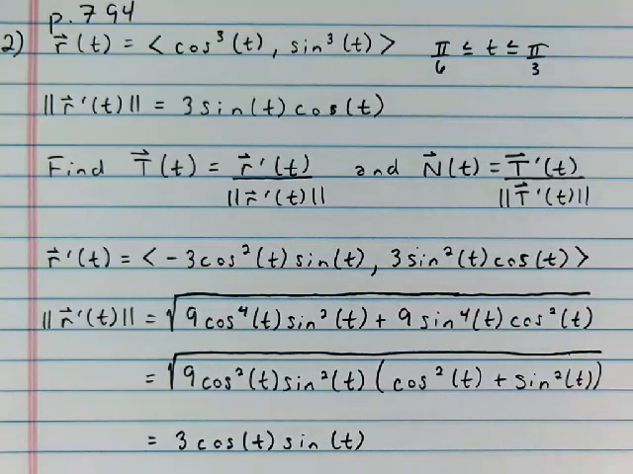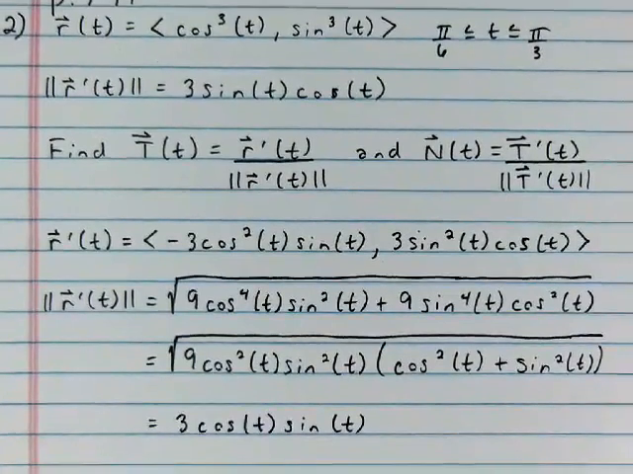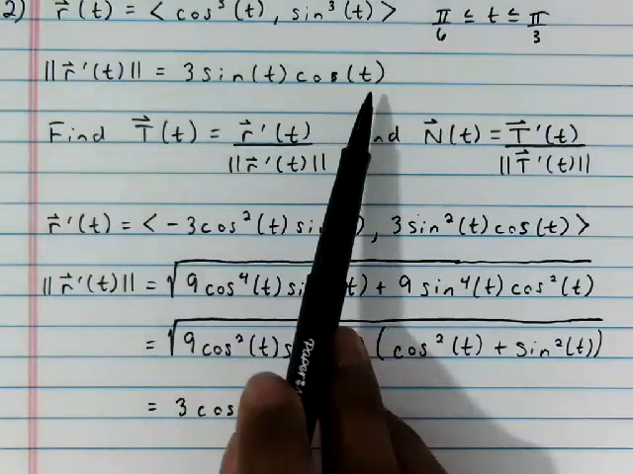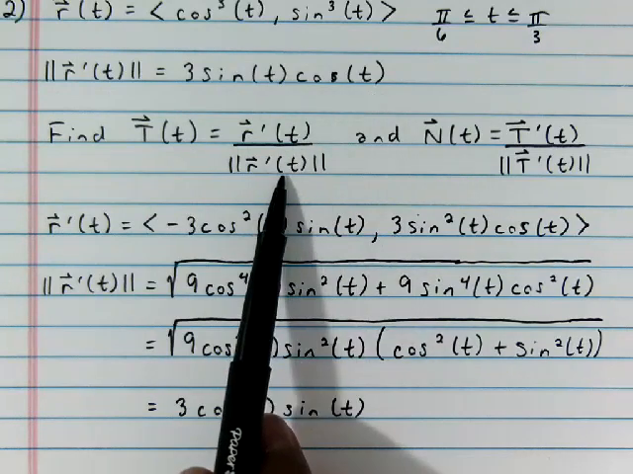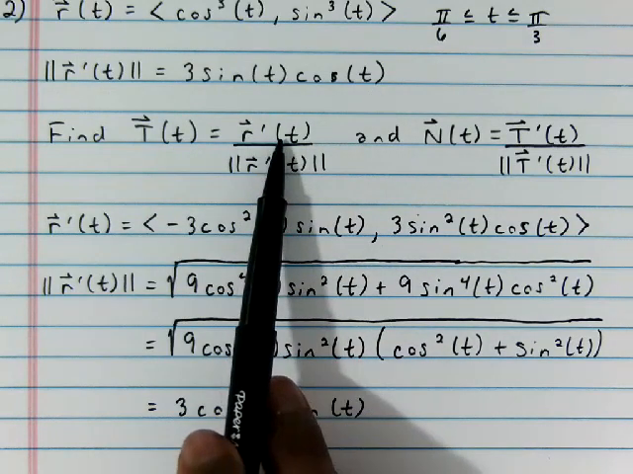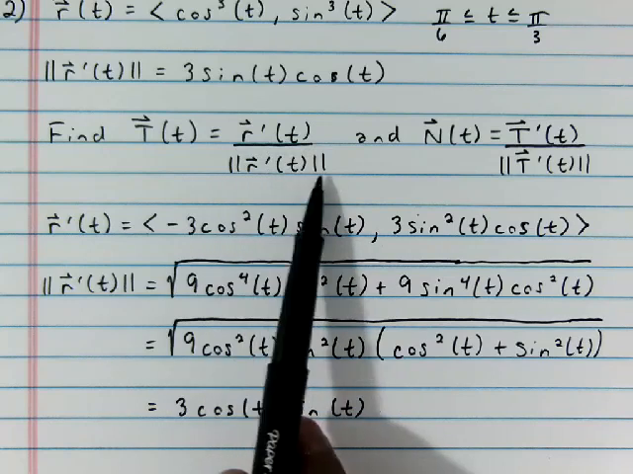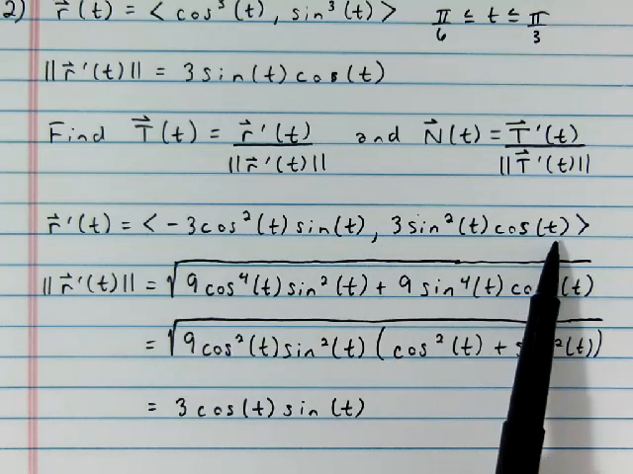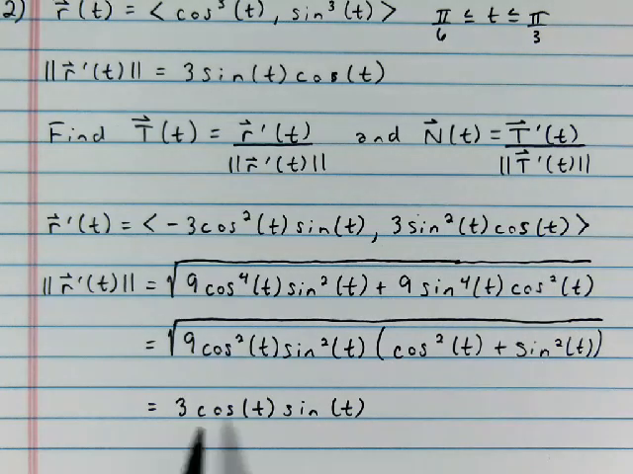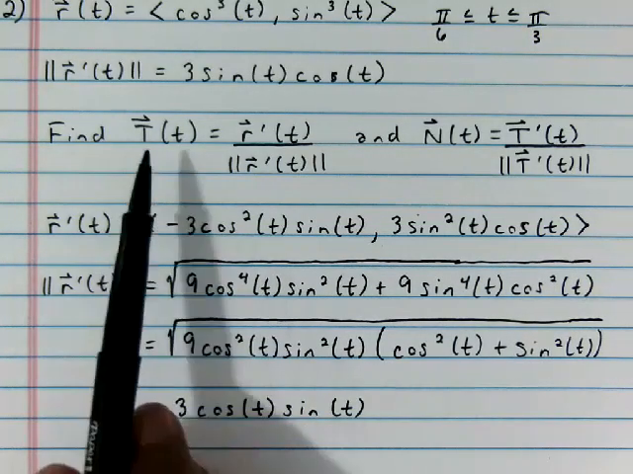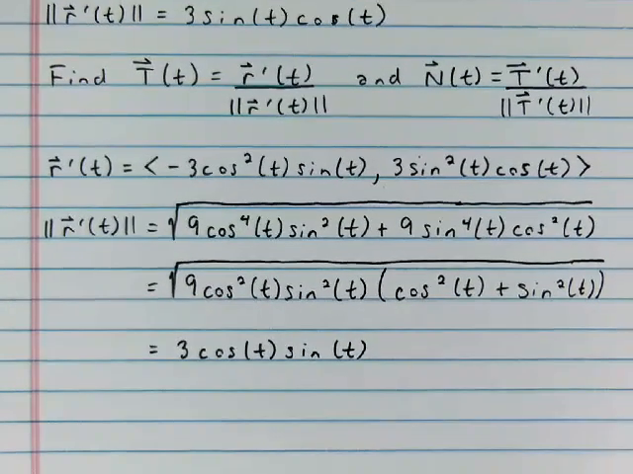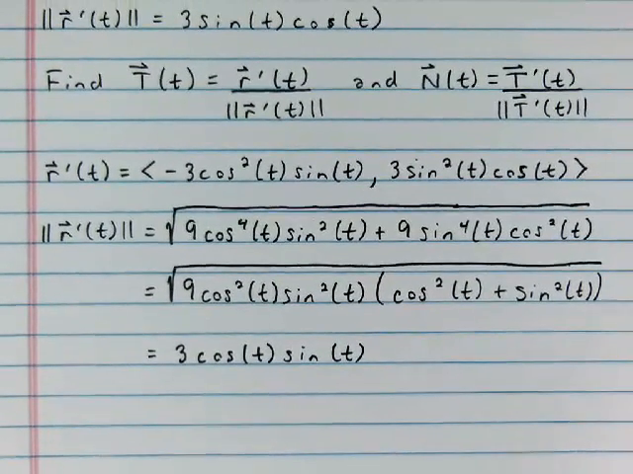All right, so now the only thing we've done is verify this. Now we still need to find these things. So we already have r prime of t, and we already have the magnitude of r prime of t. So we're just going to take this vector right here, r prime of t, divided by its magnitude, and then that will give us our T of t. So we have all of the things we need for T of t.